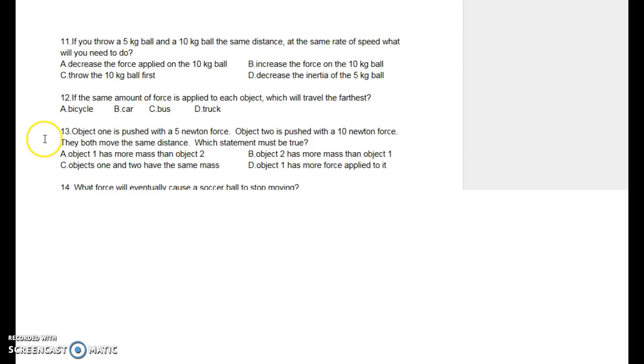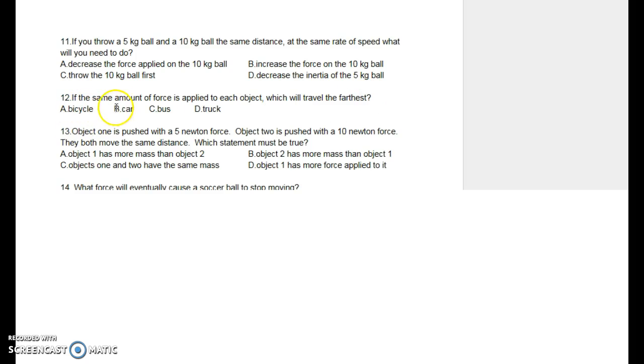Number 11. If you throw a 5-kilogram ball and a 10-kilogram ball the same distance at the same rate of speed, what will you need to do? Decrease the force applied to the 10-kilogram ball. Increase the force applied to the 10-kilogram ball. Throw the 10-kilogram ball first. Decrease the inertia of the 5-kilogram ball.